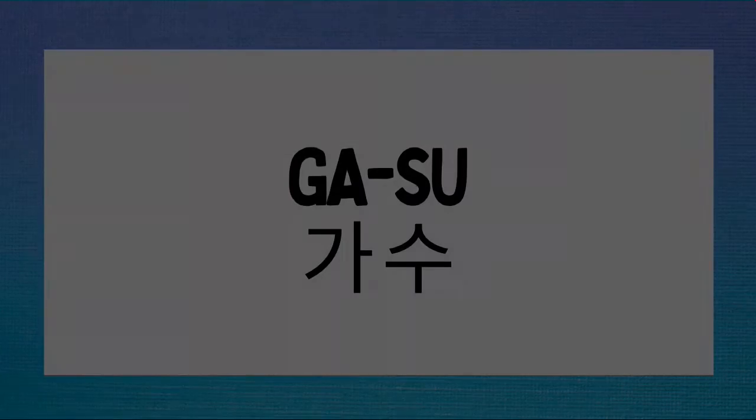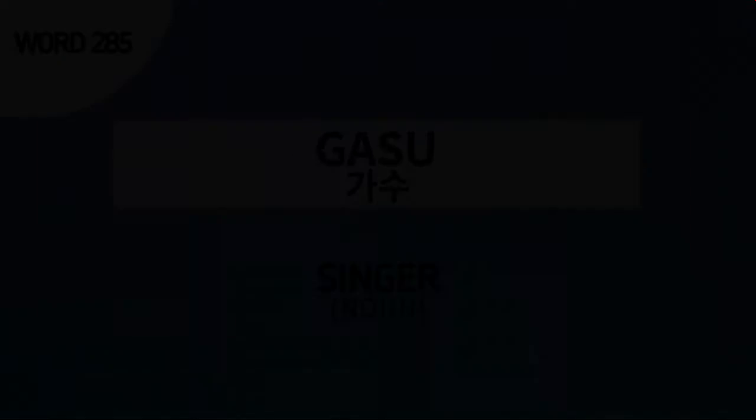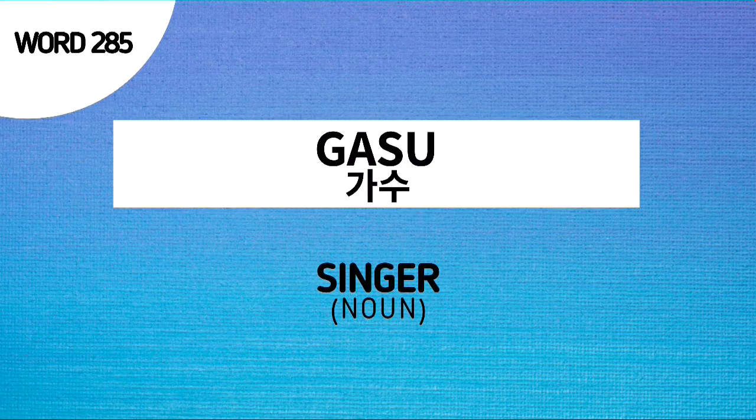Word number 285. GASU. This is pronounced as a two-syllable word. The first syllable is ga, second syllable is su. Pronounce it with me. GASU. The word GASU is simply the Korean term for singer. Again, GASU is the Korean term for singer.